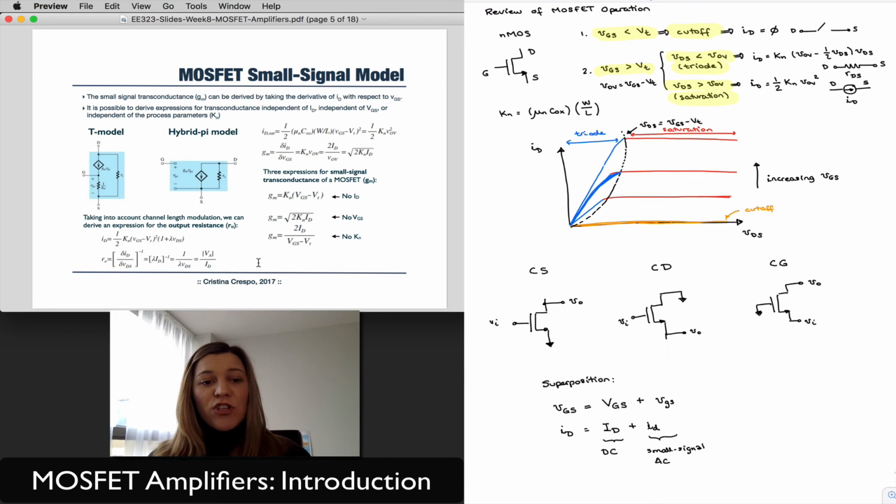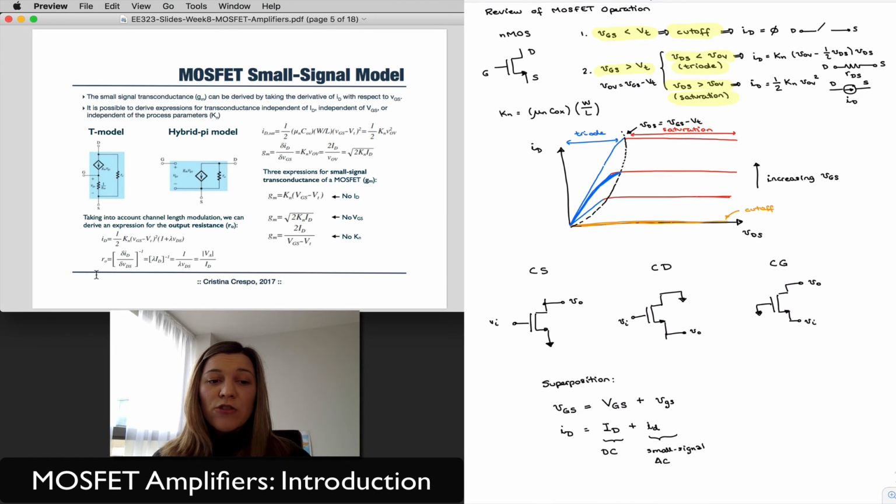And then if we take into account channel length modulation, like I said, we need to expand our expression for ID a little bit, where it is no longer just 1/2 Kn times the overdrive voltage squared, but there is an additional term, which is times (1 plus lambda times VDS), lambda being the channel length modulation parameter. That models the dependency between ID and VDS, meaning the output current and the output voltage, for the MOSFET in the saturation region. And whenever you have a changing output voltage linked to a changing output current, that means you have an output resistance.